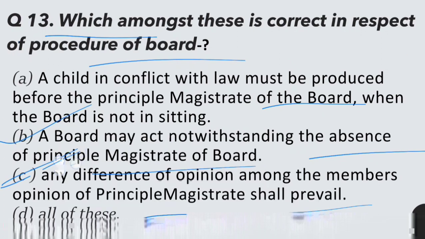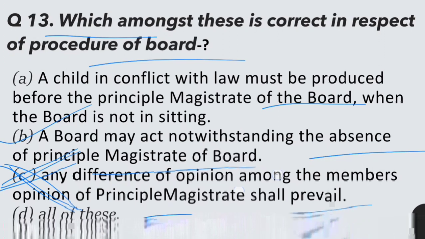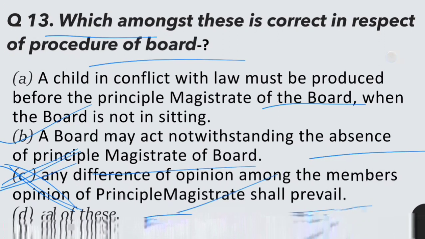Here the other options are wrong, because it is the majority view that must prevail, not that of the principal magistrate, and the correct position would be that the child can be produced before any member of the board. So that's why B is the correct option.